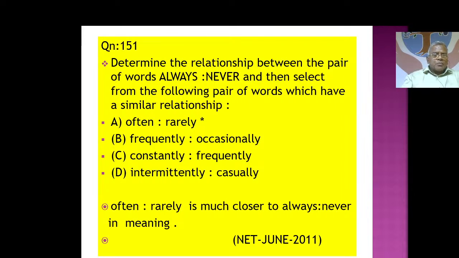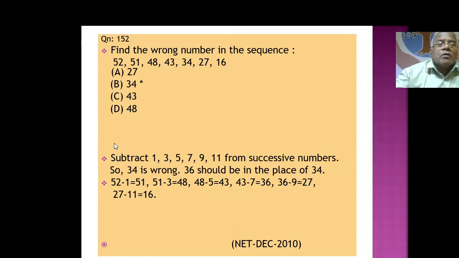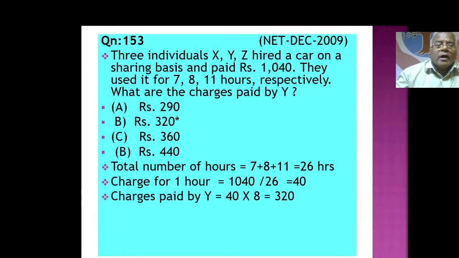Meaning, அர்த்தத்தை பொறுத்தளவில் இதுதான் ரொம்ப பக்கத்தில் இருக்குது. Often, rarely. Now, find the wrong number in the sequence. 52, 51, 48, 43, 34, 27, 16. Okay. இதில் பார்த்தீங்கன்னா, I think already we have done it. Let us pass on. 3 individuals X, Y, Z hired a car on a sharing basis.